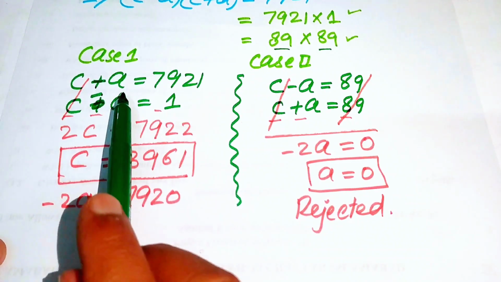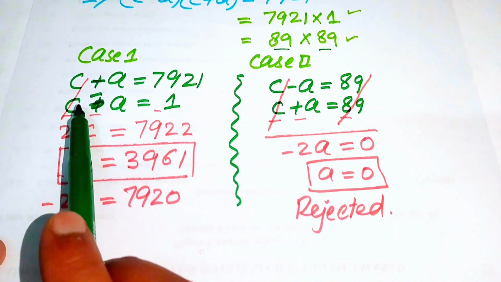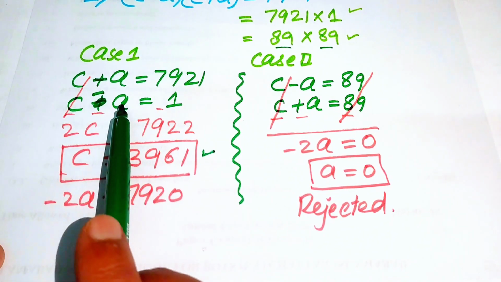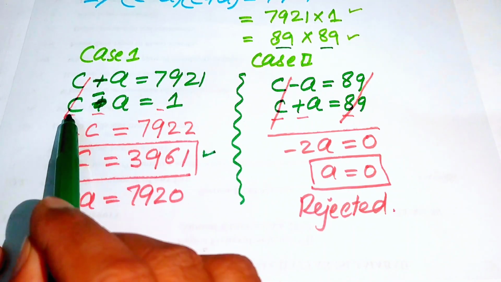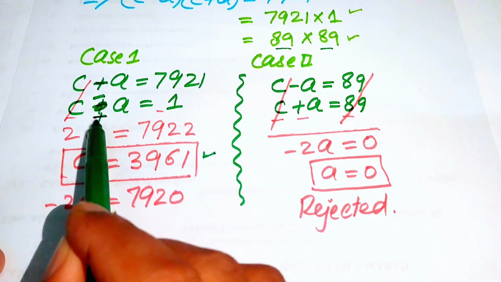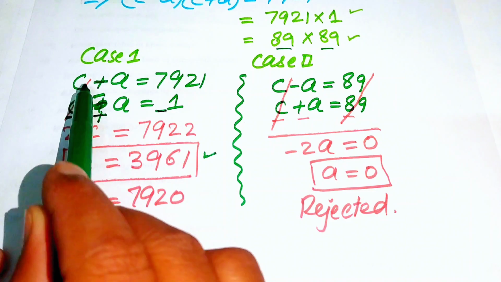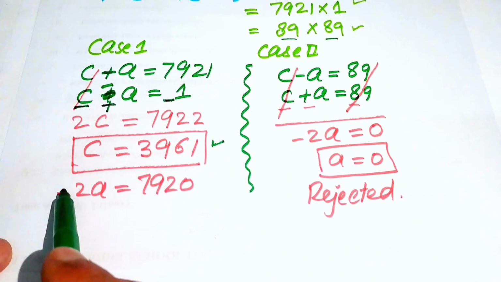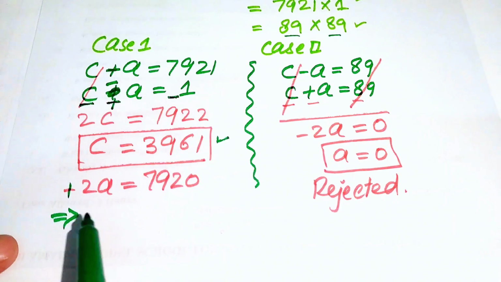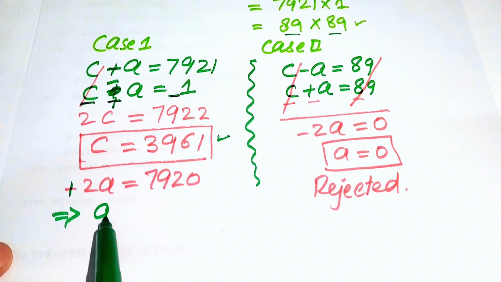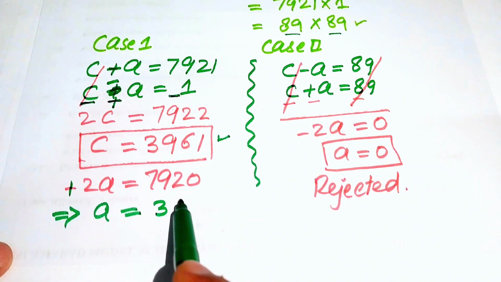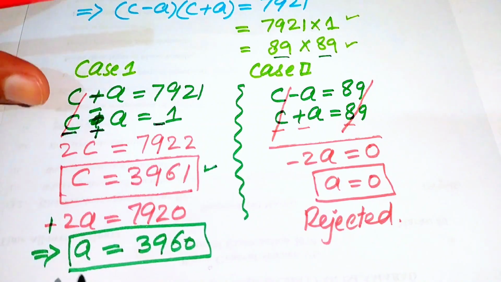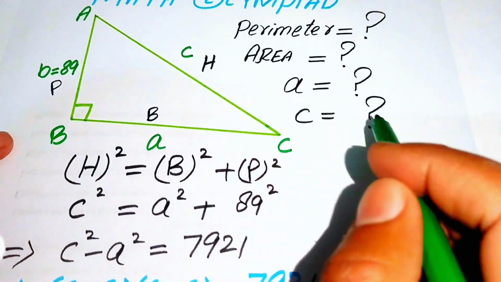So when you add these two, then a is cancelled, and we get 2c, and we get the value of c is this one. And when we subtract these two equations, this negative sign will become positive, and this is negative and negative, so these are cancelled by each other, and we subtract these two and we get 7920. So this is the positive value. So now this implies that we divide both sides by 2, and we get the value of a equals 3960. So these are the values of a and c.